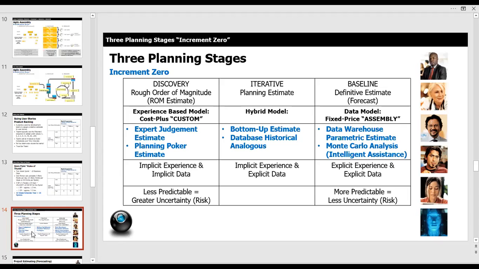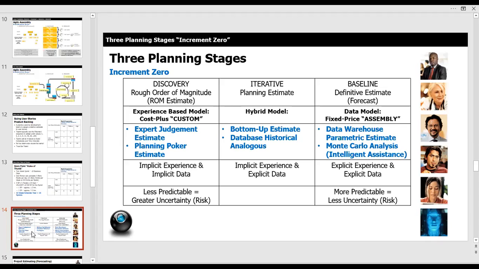All right, now, remember that planning is about forecasting. So when you're planning, you're trying to forecast the future. And planning really goes through 3 phases. The first stage or phase is called discovery, and that's your rough order of magnitude or your ROM estimate. Let me just tell you what all 3 phases are. There's discovery, there's iterative, and there's baseline, okay?